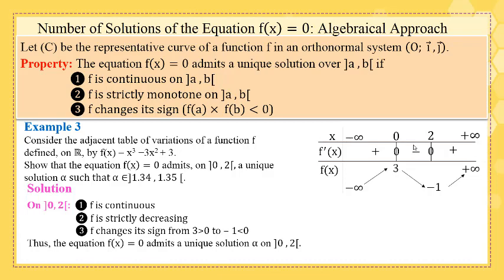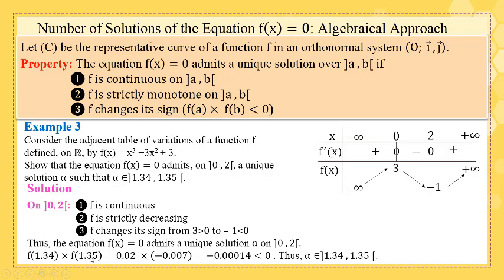We can't see that f changes its sign on the interval [1.34, 1.35]. So we will use this way. f of 1.34 times f of 1.35 is negative. Thus, alpha belongs to this interval. Thus, f of alpha equals 0. Please go to the table of variations and add this result. Later on, it will help us in studying the sign of f.